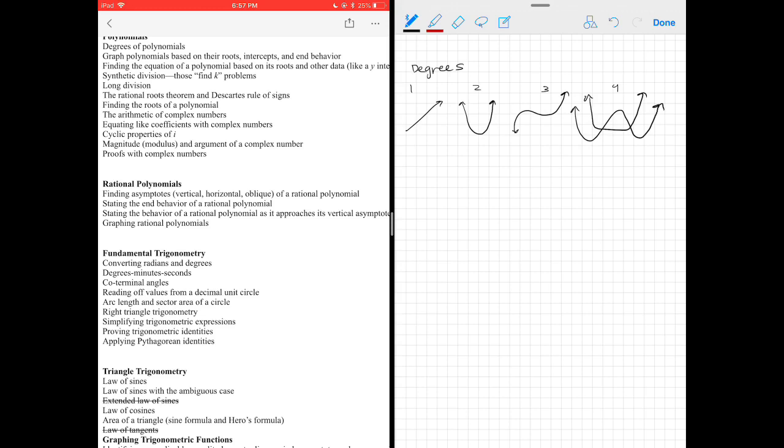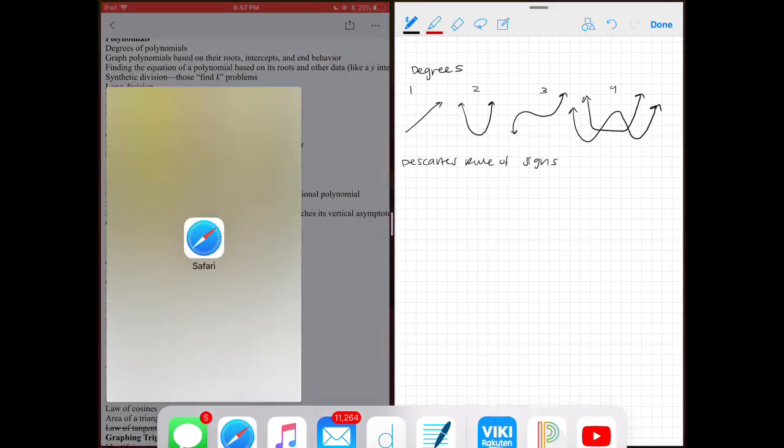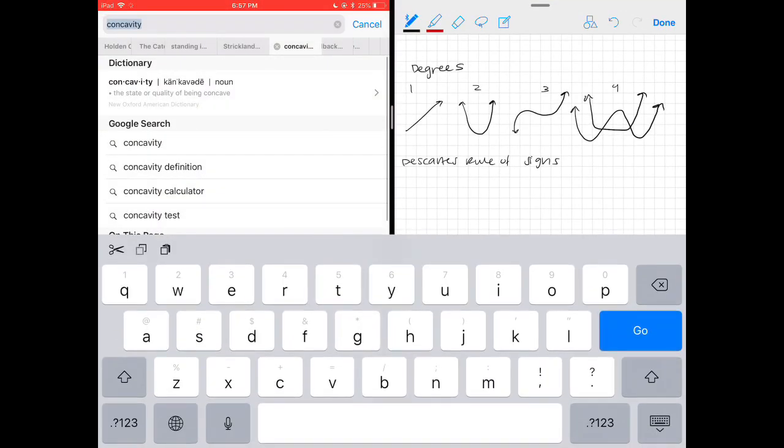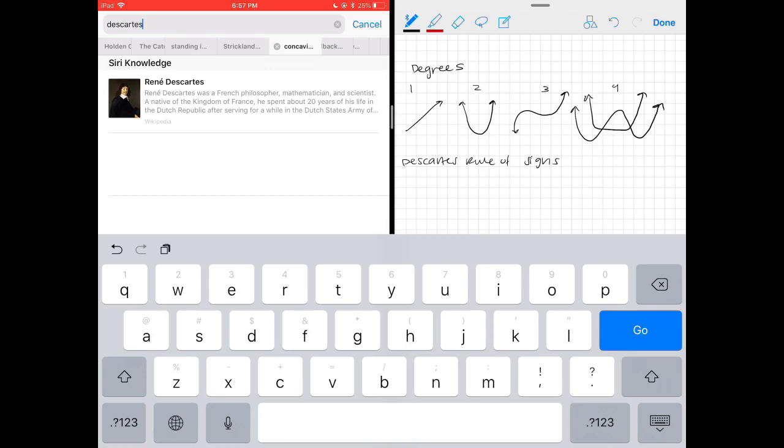I hope you guys know how to find this based on the roots, intercepts, and end behavior. It's relatively easy. I think that you guys remember how to do that. Synthetic division is from a while back, but it's pretty easy. And so let's think about Descartes' rule of signs for a second. I've personally forgotten what it is, so let's search it up online.